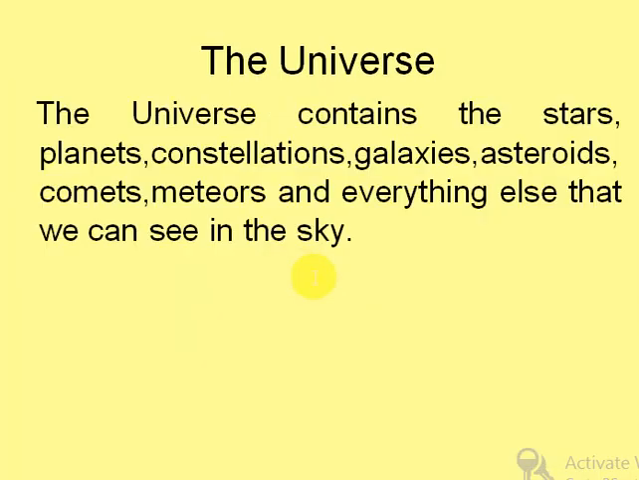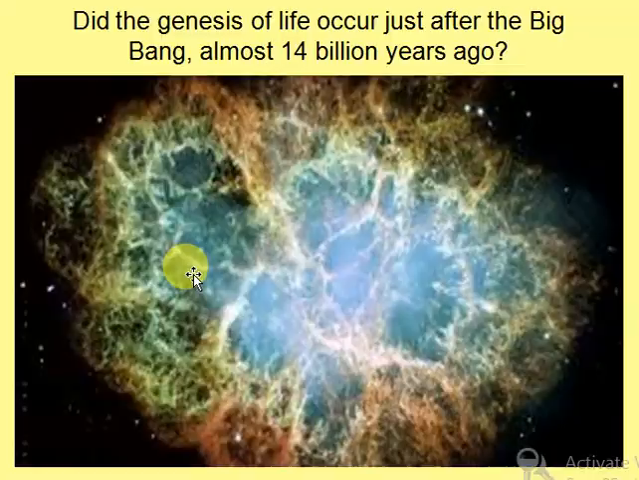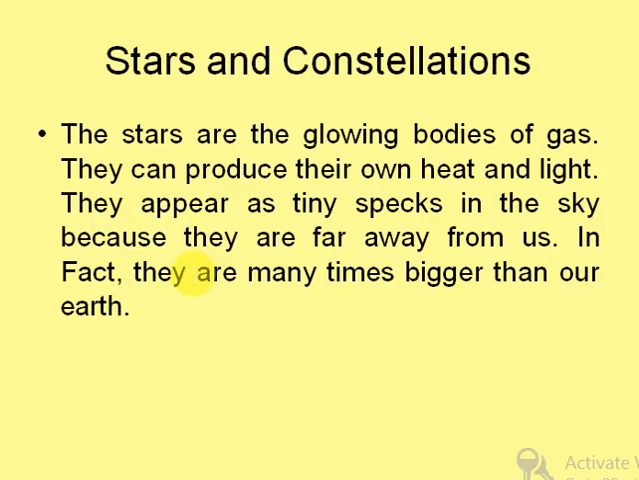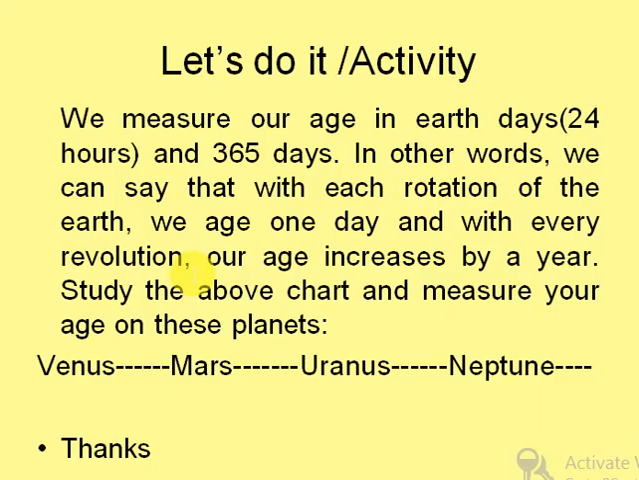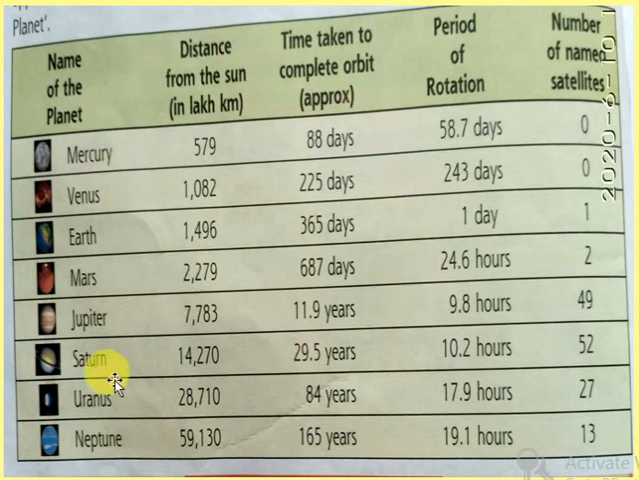So this was about the universe. You have already understood what actually a universe means. So at last now, there is a fun activity for you. If you carefully watch this table of different planets, distance from the sun, time taken to complete orbit, period of rotation, and number of satellites in these different planets.